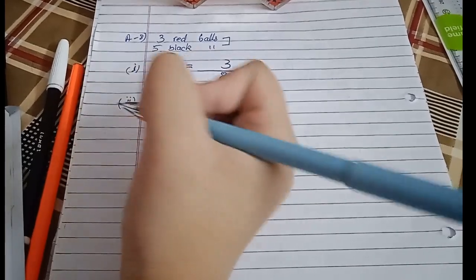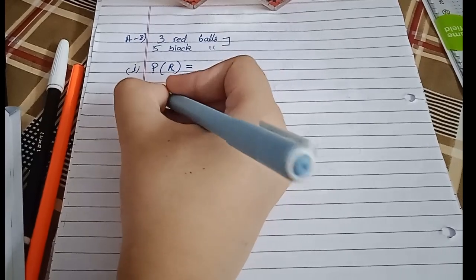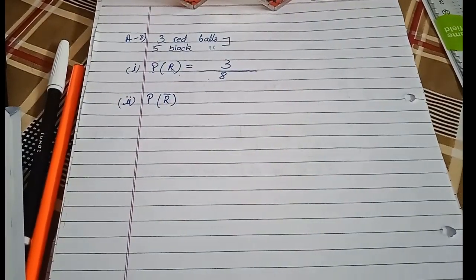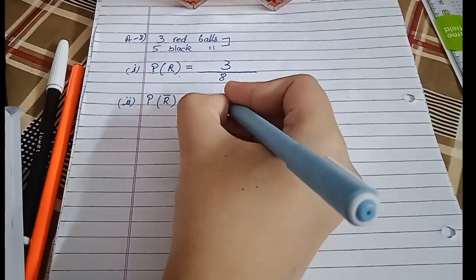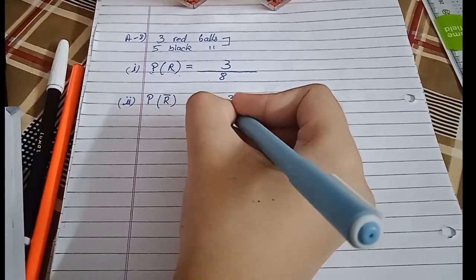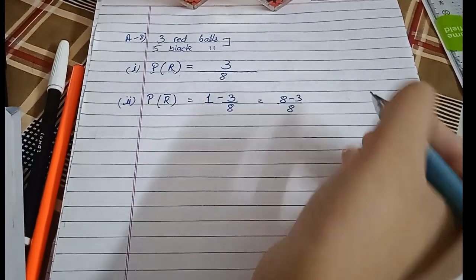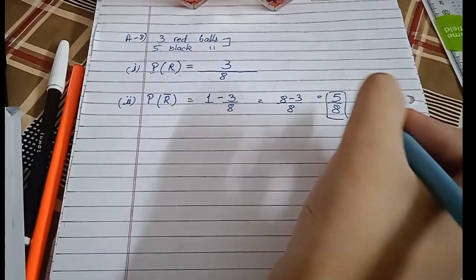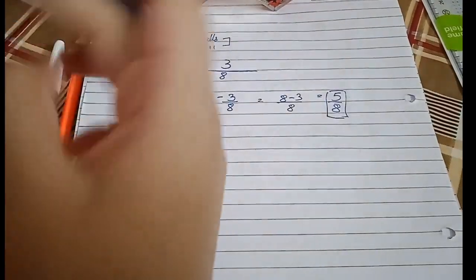Then second, probability of ball drawn is not red. So what will you do? You will do 1 minus probability of ball drawn red. You will subtract: 1 minus 3 upon 8. It will be like 8 minus 3 upon 8. And further, the answer will be 5 upon 8. Okay. So this one is quite easier.